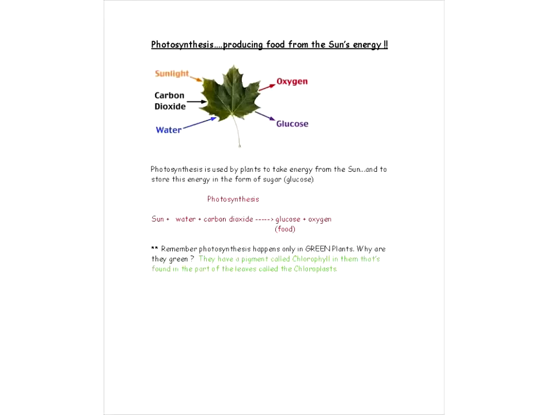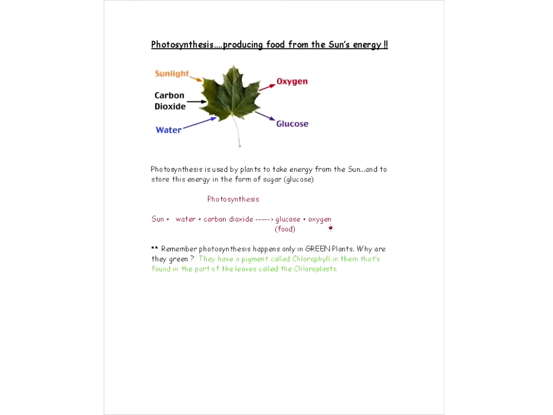Okay, let's look at photosynthesis. Of course, that's a really important process. It's producing food from the sun's energy, and you can see that the sunlight is going into the plant and it's being captured to produce glucose or sugar. So photosynthesis is using energy from the sun to store this energy in the form of sugar. Here's the formula for photosynthesis. The sun's energy plus water plus carbon dioxide are being used to produce two important things, glucose or food, plus oxygen. Remember, of course, photosynthesis only happens in green plants.